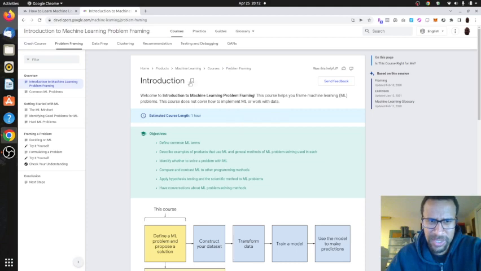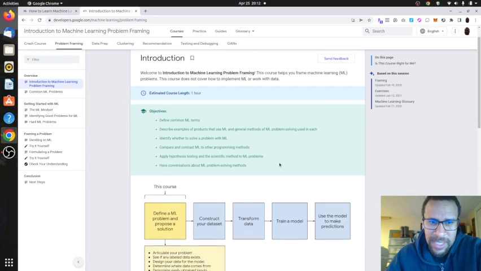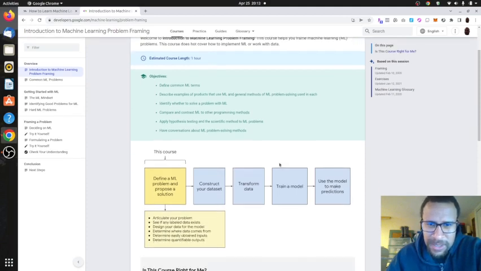Now, here we go. Introduction. Welcome to Introduction to Machine Learning Problem Framing. This course helps you frame machine learning problems. It will take an hour, supposedly. Define ML terms. Describe examples of products that use ML and general methods of ML problem solving used in each. Identify whether to solve a problem with ML. Compare and contrast machine learning to other programming methods. Apply hypothesis testing and scientific method to machine learning problems. Have conversations about machine learning problem solving methods.